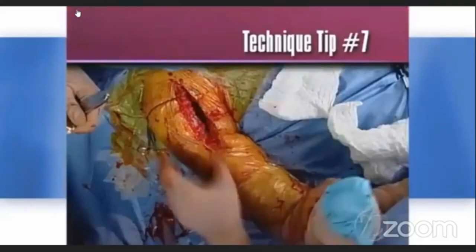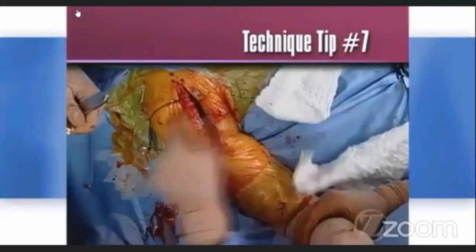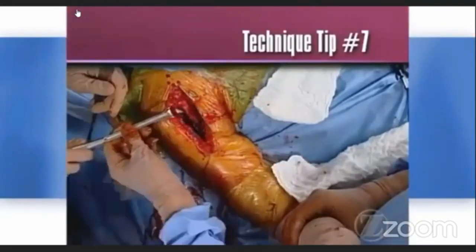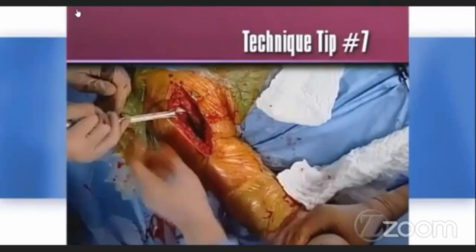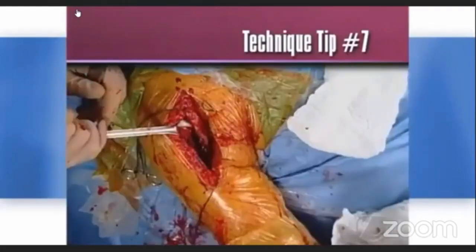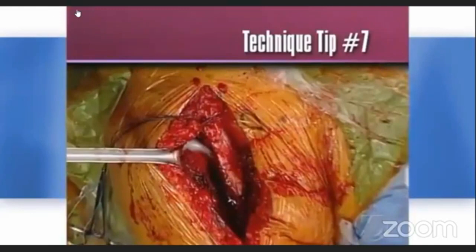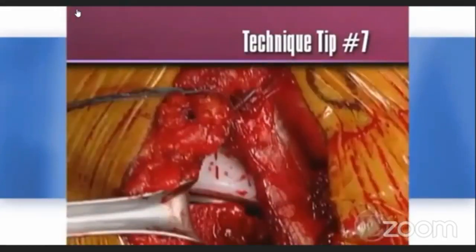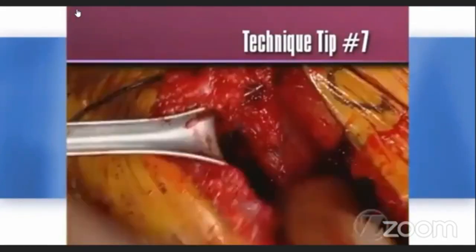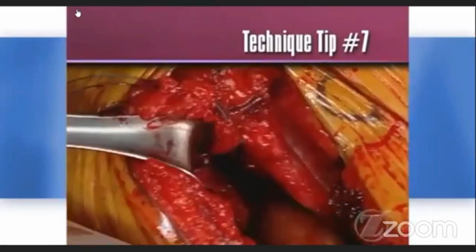The other thing I like to do at this point, because it really allows you to see how the sizing goes, is to externally rotate, and that's very stable at 60 degrees, and internally rotate, and that's very stable in internal rotation.